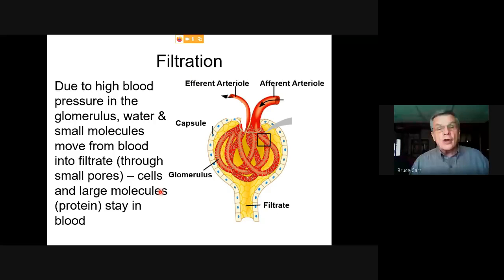Let's take a look at this process, filtration. Blood flows through those glomerular capillaries, and you can see the yellow filtrate surrounding that material. The high blood pressure just keeps pushing, and water, urea, and all those valuable small molecules move out. Large molecules like proteins and blood cells stay in the blood. So the blood flows out of the glomerulus through the efferent arteriole. The filtrate is pushed by that pressure down through the proximal tubule and into the rest of the nephron.